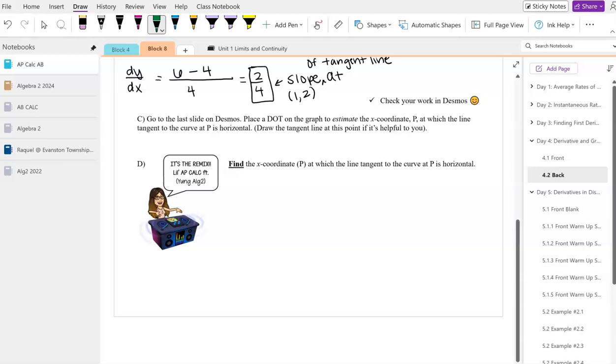So, we're gonna go over to Desmos. I'm gonna do it for you. You don't have access to this Desmos, and that's okay. But example 1C is telling you to go to Desmos, place a dot on the graph to estimate the x coordinate P. So they're saying I have some x coordinate, and I'm gonna call it P, at which the line tangent to the curve at P is horizontal. So there is some point on my curve where that tangent line is going to be horizontal. Tangent line horizontal. I'm going to come back to this note in a minute.